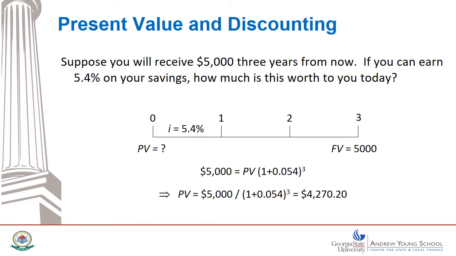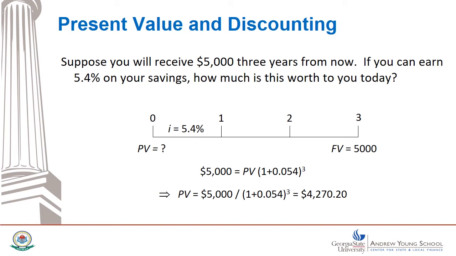Thus far, we have solved for the unknown future value. Now we will solve for the unknown present value. Suppose you will receive $5,000 3 years from now. If you can earn 5.4% on your savings, how much is this future cash flow worth to you today? Again, drawing a timeline is a useful way to visualize that we know the interest rate, the number of years, and the future value, but that we are solving for the unknown present value.